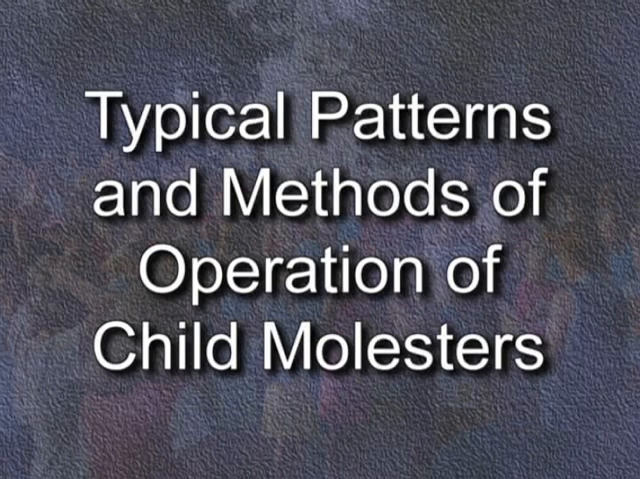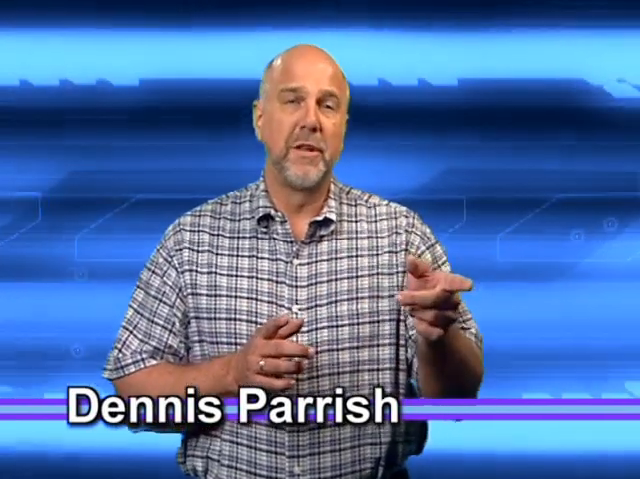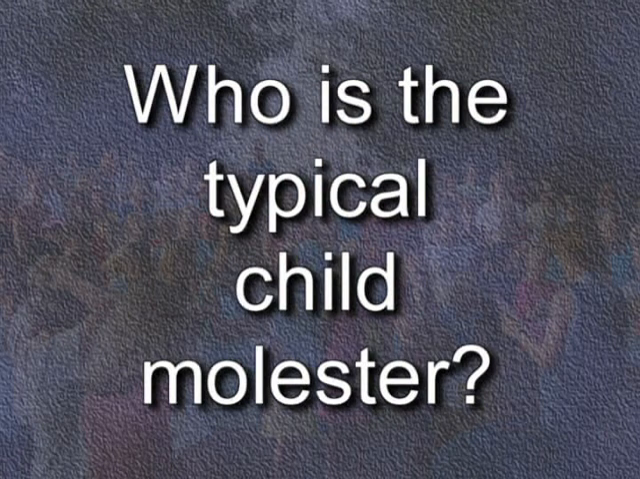In this segment, we will identify typical patterns and methods of operation of child molesters. A child molester is described as a person older than the victim, male or female, who experiences any type of sexual act with a child. The majority of child molesters are male. Who is the typical child molester?